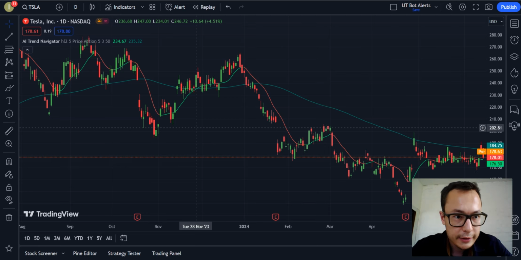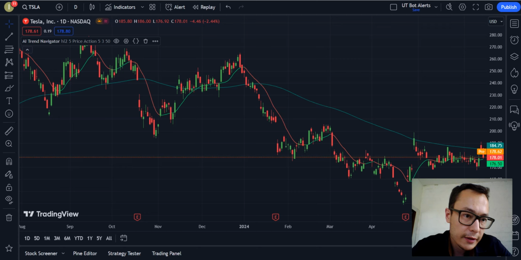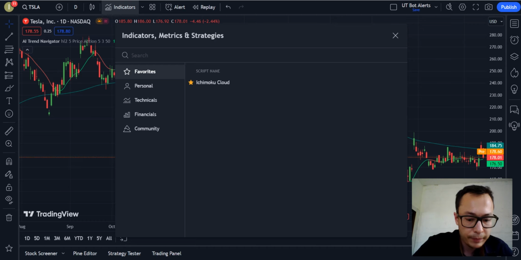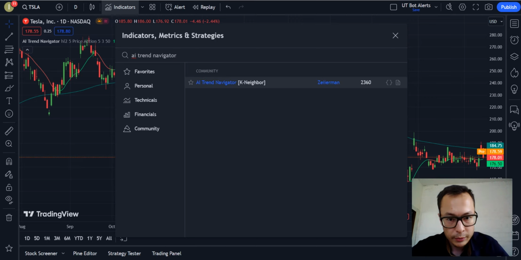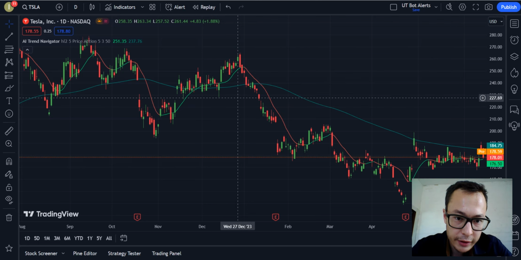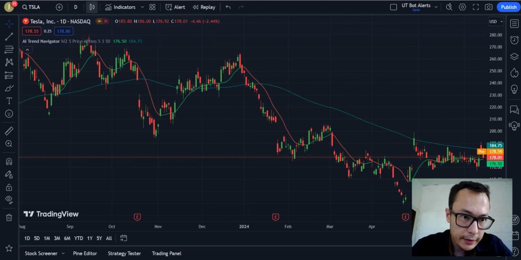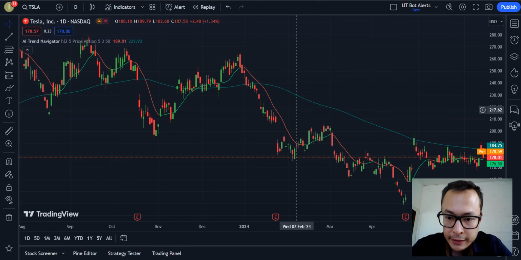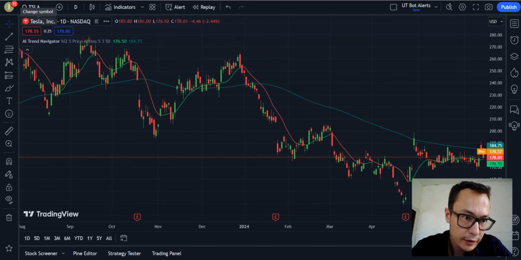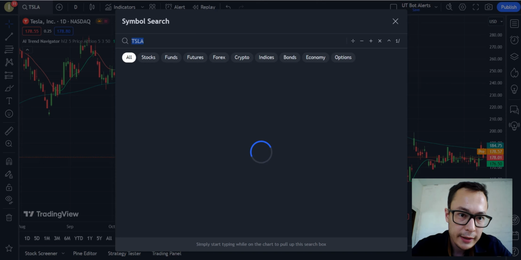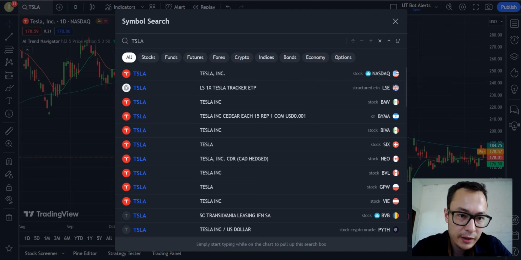So let's begin. To find this indicator, we would click on indicators here, and in the search engine type AI Trend Navigator, and it comes up here, and it's by Zeiierman. We would click it, and it'll pop up here on the chart. And I will explain how this indicator works using the Tesla stock. So we would click on the search engine here and type the ticker symbol for Tesla, which is TSLA, and just click enter and it will come up.